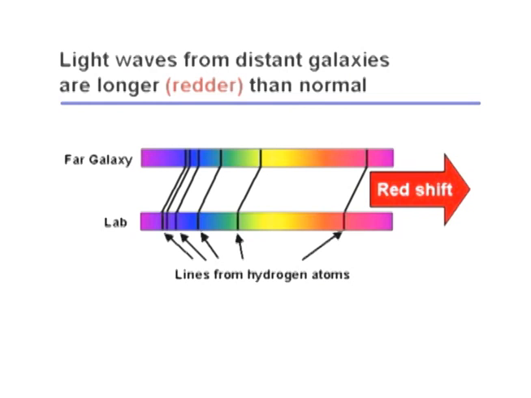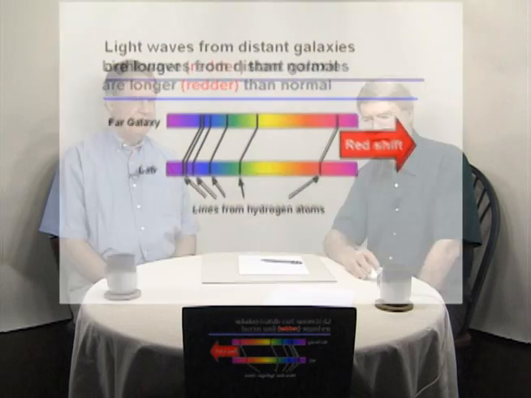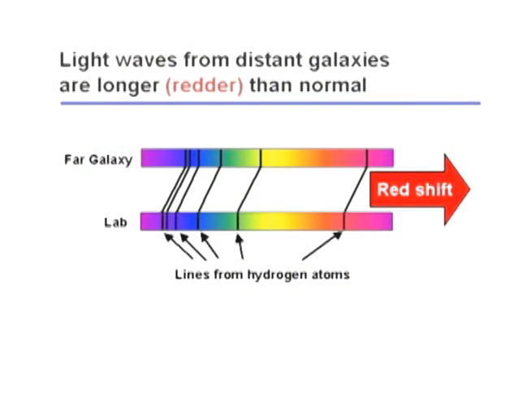Light waves from distant galaxies are longer or redder than normal. You've all heard of Sir Isaac Newton breaking up the light from the sun in a prism and breaking it up into a spectrum of colors from violet to red, a smear of colors. In the laboratory, if you make a spectrum like this with a Bunsen burner, and there's hydrogen in the Bunsen burner, you will see little black lines like this, and those are called absorption lines.